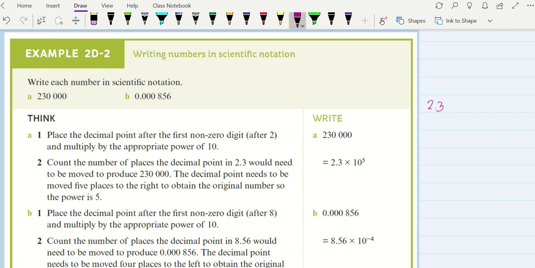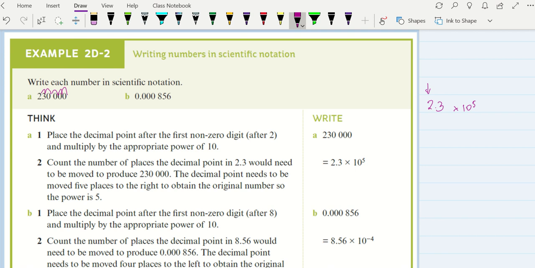Remember, this number has got to be between 1 and 10. So greater than 1 and less than 10. So this is a 2. Then we put the decimal place. Now we just count the number of points. So 1, 2, 3, 4, 5. So it's 2.3 times 10 to the power of 5.